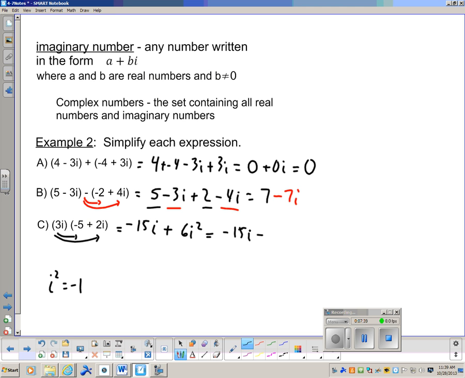So I can replace that i squared in my answer with a negative 1. So really I get negative 15i minus 6. And then I'm just going to put it in the right form. Remember, it's always in a plus bi form. That's what we said at the very top up here. A plus bi. So this i is written second. So you get negative 6 minus 15i as my solution.